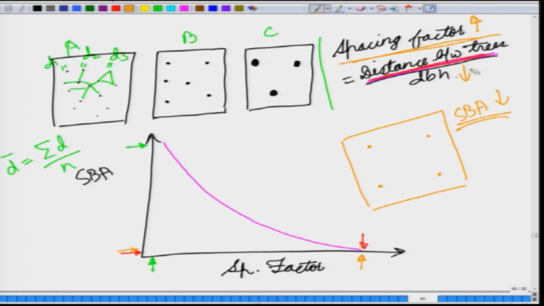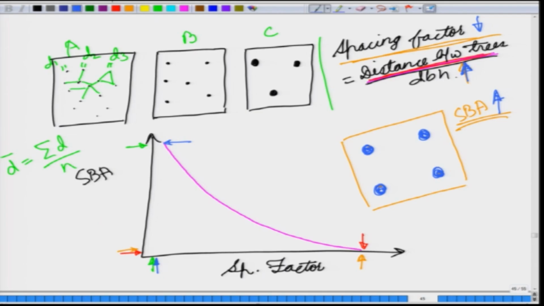On the other hand, if these trees are of a larger diameter, so you have a greater DBH, let us use another color. So, you have a larger DBH with the same distance. Essentially, in place of these small trees, now you have large size, fatty trees. In this case the DBH is more, which means the spacing factor is less, but the stand basal area is more. So, this is the kind of relationship that we see.